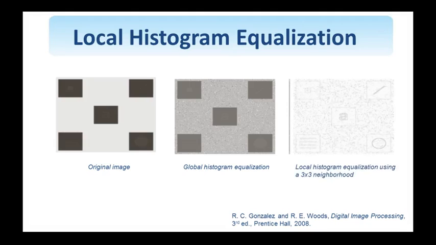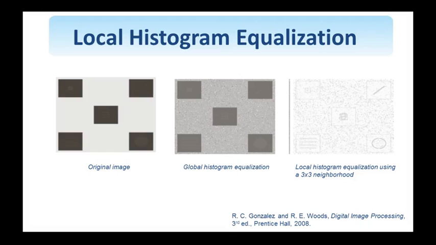So local histogram equalization entails the processing of 3x3 neighborhoods. We take a 3x3 neighborhood, we find the mapping that will equalize the histogram in that neighborhood, but we only process the pixel in the center of this 3x3 neighborhood. Then we move this 3x3 window to the next pixel, and we repeat this process.